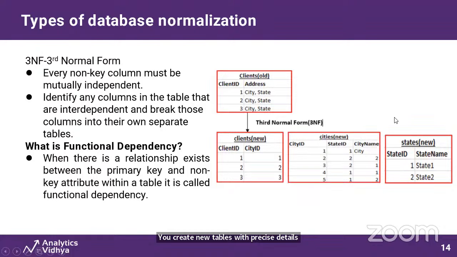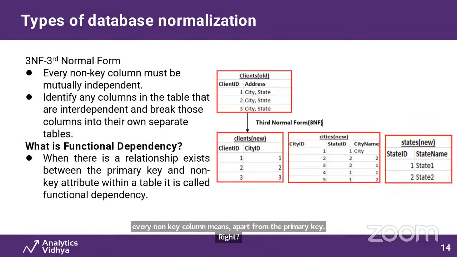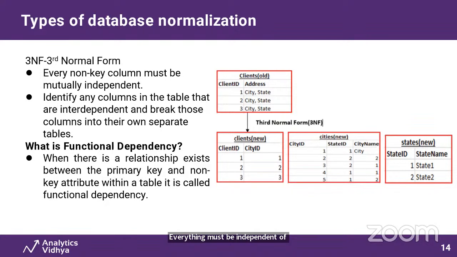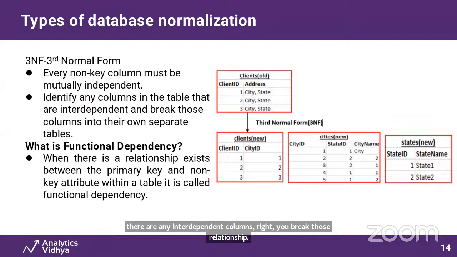Last, we have third normal form. In third normal form, every non-key column, meaning apart from the primary key, must be independent of each other. So if there are any interdependent columns, you break those relationships and create a new table out of it.